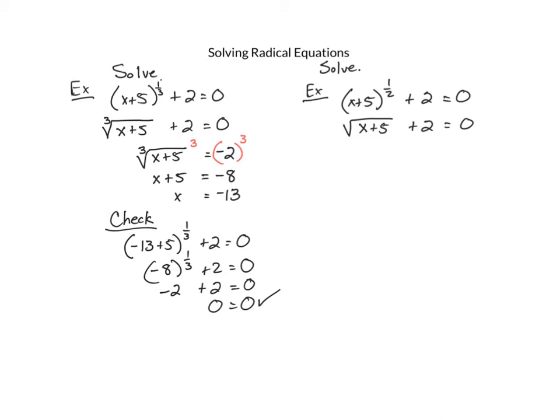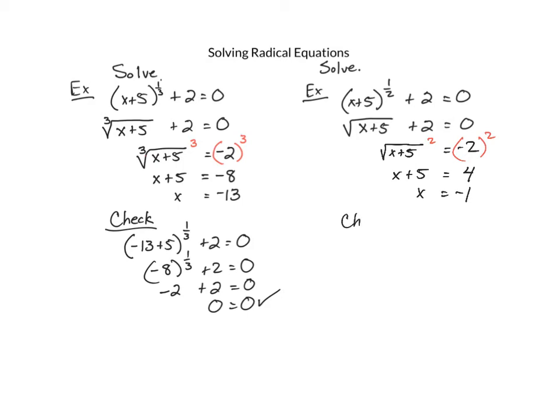All right, so let's solve this one in much the way we did the previous one. So we'll isolate the square root. We'll square both sides. So we'll have x plus 5 equals 4. We square that negative 2 and we have a positive 4. We subtract 5 and we get negative 1.